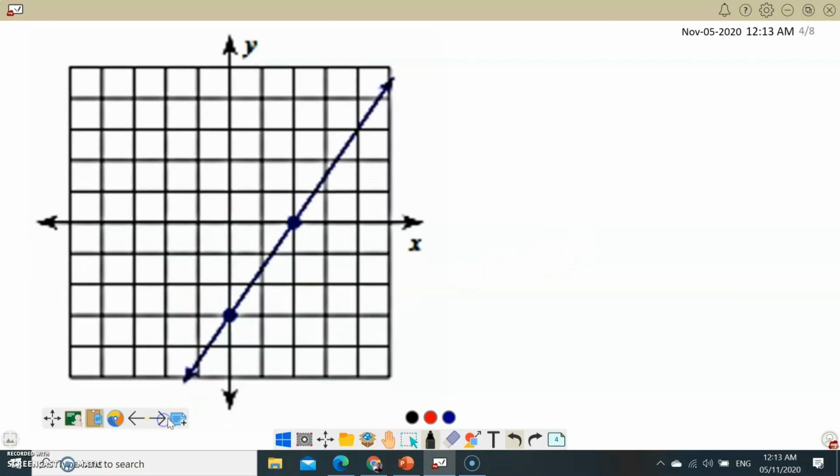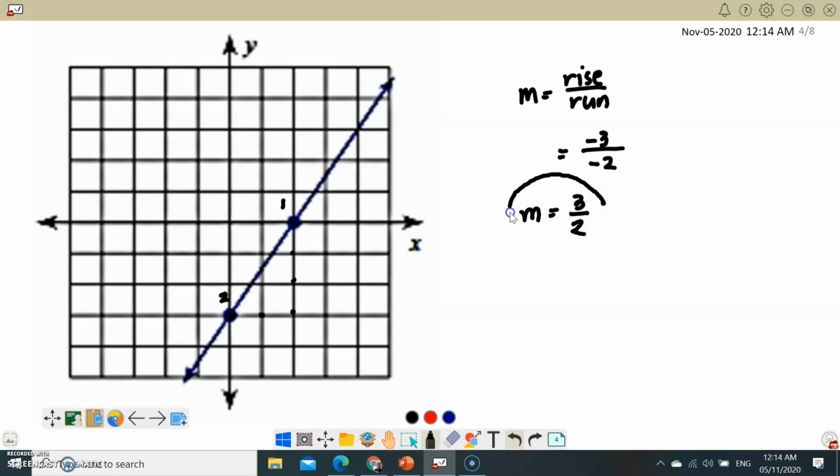Let's try one more. Say we have here, let's say this is our first point, this one is our second point. So slope is equal to rise over run. So we count now 1, 2, 3. Since we're going down, that is negative 3. So negative 3 over 1, 2. Since we're moving to the left, that is negative 2. Our slope now is equal to 3 over 2.